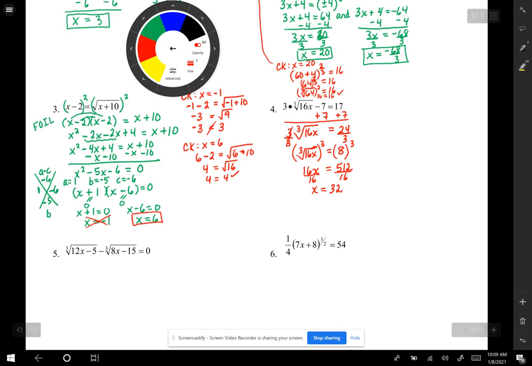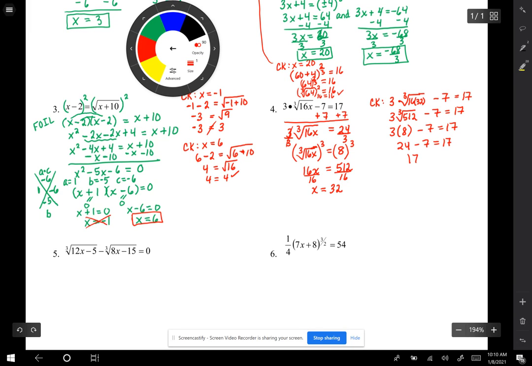X equals 32. Let's check. 3 times the cube root of 16 times 32 minus 7, does it equal 17? So 3 times the cube root of 512 minus 7, does it equal 17? So we know the cube root of 512 was 8. So we have 24 minus 7 equals 17.